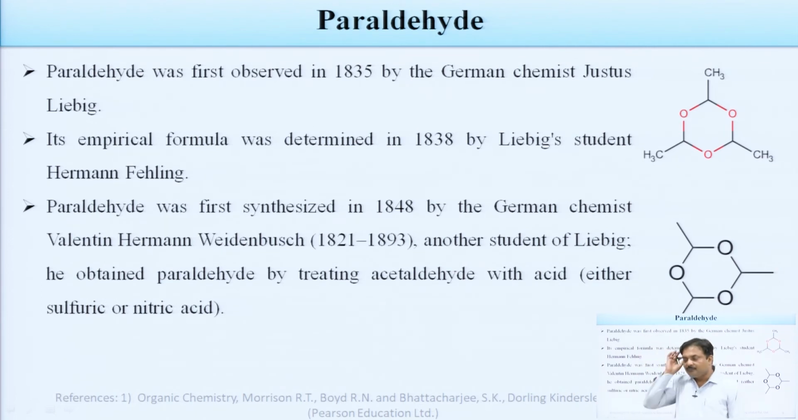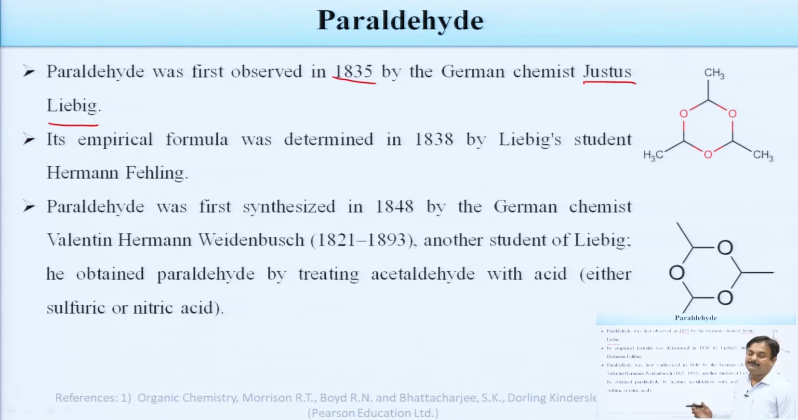Now, paraldehyde was first observed in 1835 by the German chemist Justus Liebig. It was discovered very early, in the 19th century. Its empirical formula was determined in 1838 by Liebig's student Hermann Fehling.